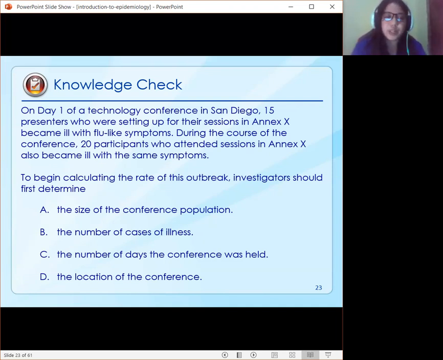Based on what was presented, it is very important to know the frequency or the number of cases of illness. So the answer is letter B.